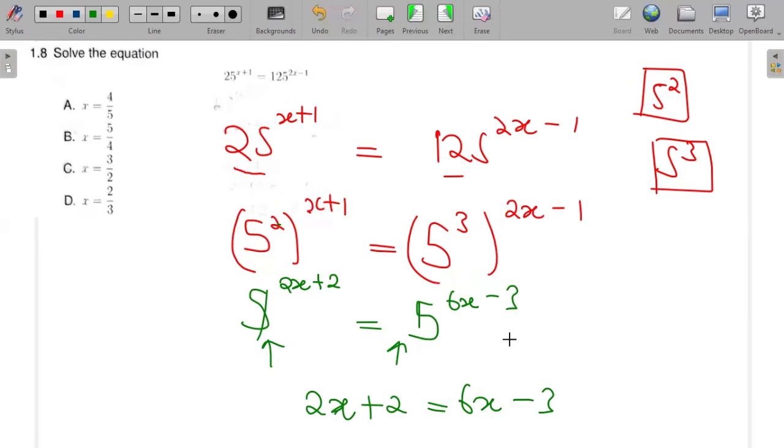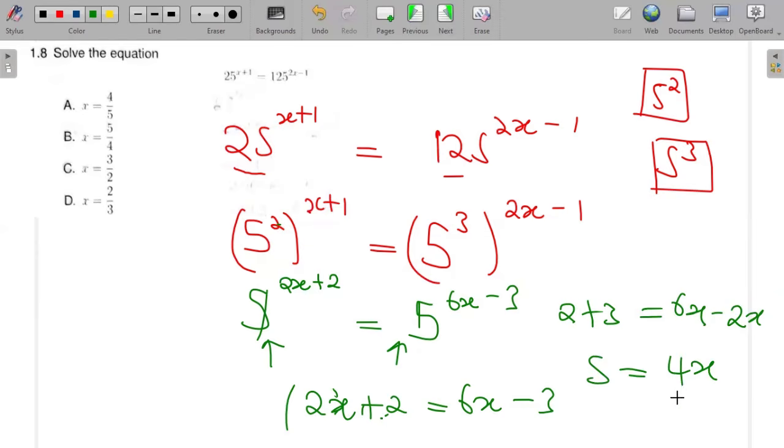So this 2 goes to the other side, this one comes to the other side. So it will be 2, and then the minus 3 comes there, it will be plus 3, is equal to 6x, because the 2x goes to the other side, so it will be minus 2x. So I have 5 is equal to 4x. Then I divide by 4, divided by 4. It means my x will just be equal to 5 over 4. So do we have a 5 over 4 somewhere? Okay, yes, I can see it. The 5 over 4 is there. So we're going to choose option B as our best answer there.